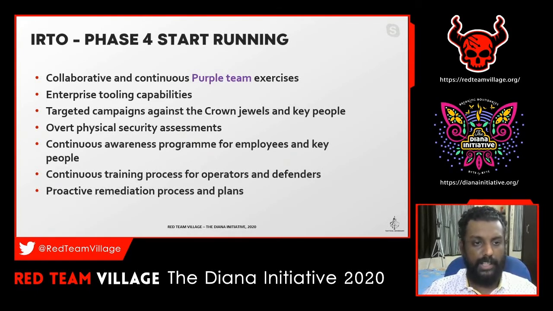Also, a proactive remediation process and plan, because in the previous phases, we did create a couple of remediation plans, right? For example, if the red teams come with a couple of findings, a couple of critical issues, that need to be remediated within a certain amount of time, right? So in order to do that, you should have a proactive remediation process and plan. In the previous slide, we mentioned creating a remediation process, right? By the time we reach phase four, it should be more powerful and more proactive compared to the previous remediation process.